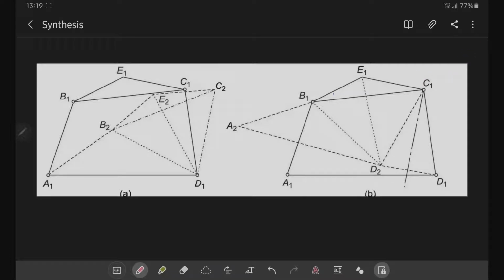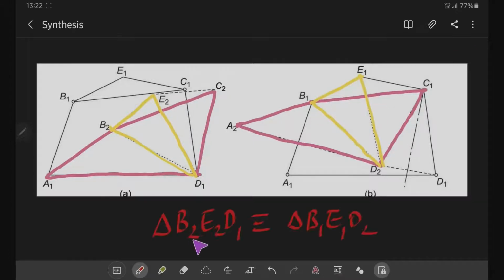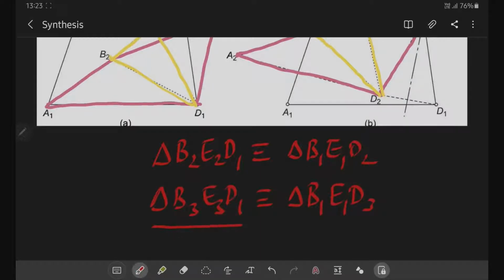Now we are going to make an important observation from these steps. Consider the quadrilaterals a1, b2, c2, d1 and a2, b1, c1, d2. From these two, it can be easily shown that triangle b2, e2, d1 and triangle b1, e1, d2 are similar, in fact congruent triangles. In fact, this can be generalized more. If there is another point d3 and another coupler point e3, then it can also be shown that triangle b3, e3, d1 is congruent to triangle b1, e1, d3.